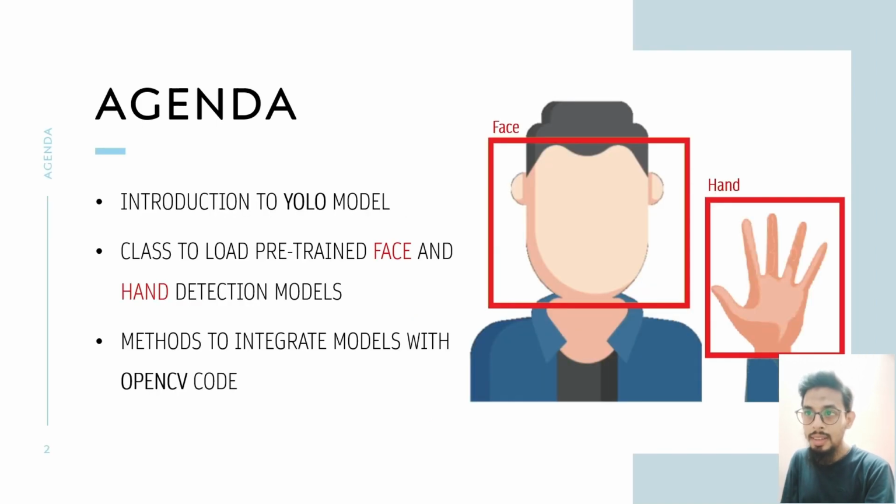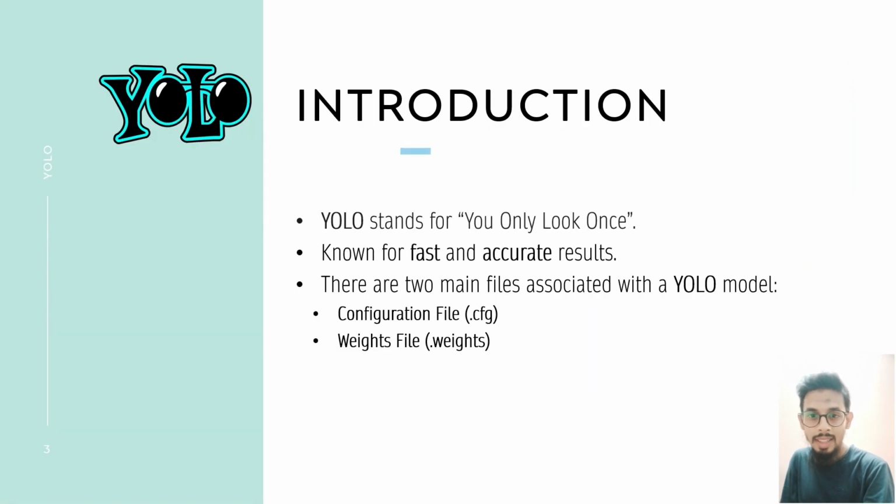Now there are various deep learning algorithms. One of them is the YOLO model, which we are going to use in our project. YOLO model is deep learning's powerful model specifically designed for detection of objects in an image or a video. It stands for You Only Look Once, and it is quite fast and accurate.